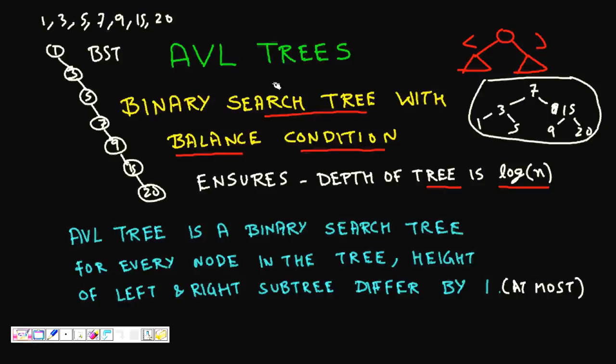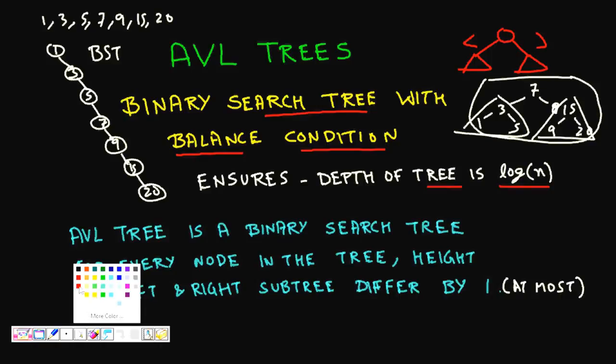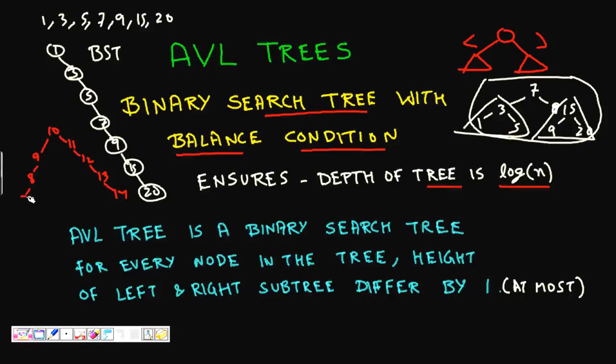This property is ensured by an AVL tree. So we want the height of the left subtree and the height of the right subtree to be equal. Then again, a smart person might give me one more example: 10, 11, 12, 13, 14, 9, 8, 7, 6. He says that I have given an example where the root and its left and right subtrees are balanced, but in fact this is also not a very balanced condition.